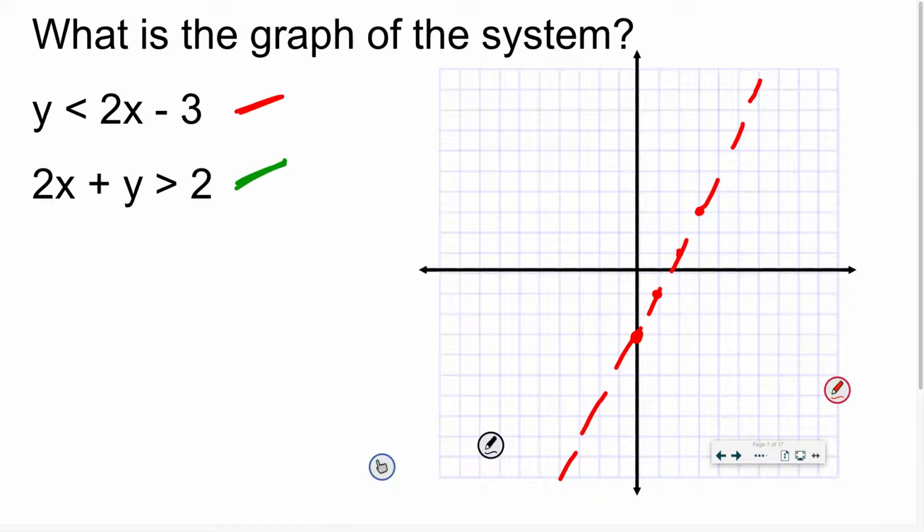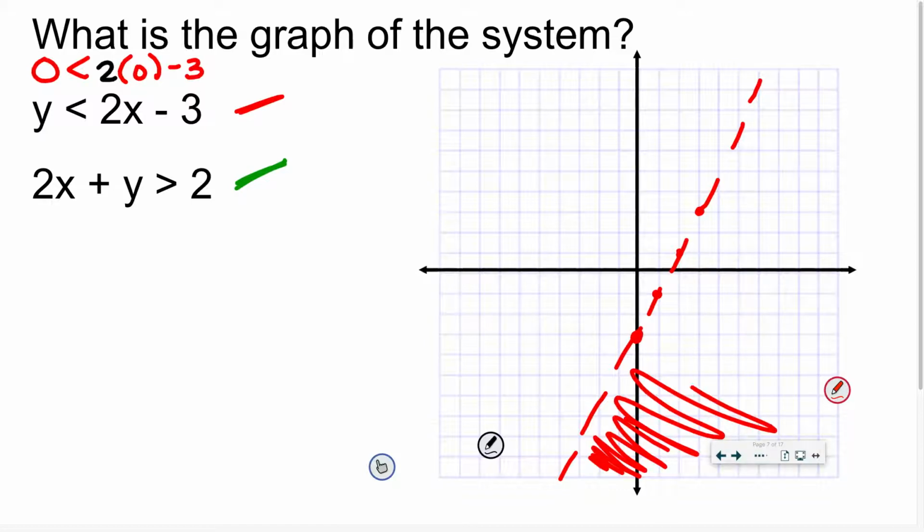Plug it. Plug in what? A point. I can choose a coordinate on either side of the line to figure out if it is a solution or not. What coordinate would you like to use? You can use the origin. Yeah, that's a great idea. Any coordinate will work. I like the origin because I like multiplying by 0. 0 is less than 2 times 0 minus 3. Is this true? Is 0 less than negative 3? No. If this is not a solution set, where is my solution set? The other side, yeah. So I'm going to shade this.